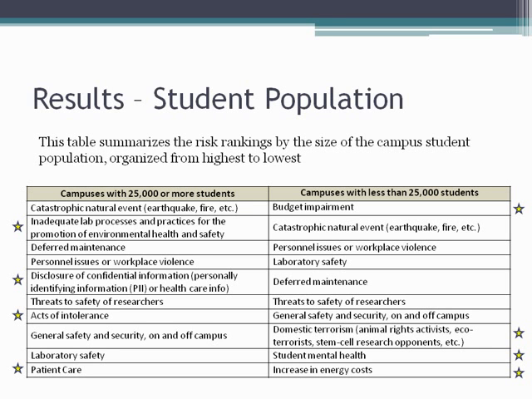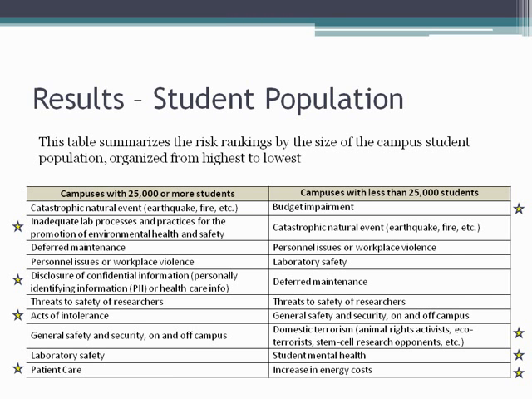So in terms of student population, there is a little bit more differentiation between these. And we're looking at campuses that have 25,000 or more students or 25,000 or less students. And so of these, 6 out of the 10 risks were common, including a catastrophic natural event, personnel issues, laboratory safety, deferred maintenance, threats to safety of researchers, general safety and security, both on and off campus, and that is it. The ones that were unique to the campuses that had large student populations were related to inadequate lab processes and practices, disclosure of confidential information, acts of intolerance, and patient care. In terms of campuses with less than 25,000 students, budget impairment ranked at the very top, and then domestic terrorism, student mental health, and increases in energy costs round out the bottom of their top 10.